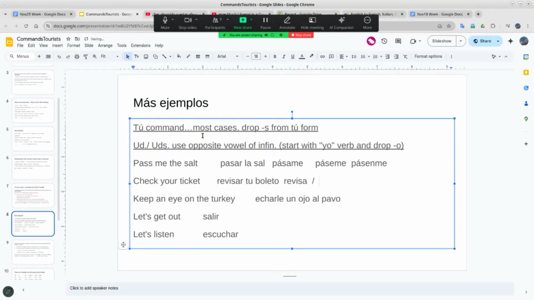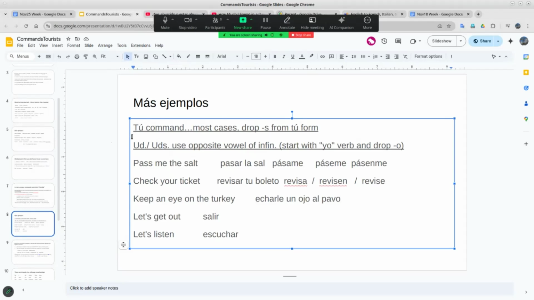But if you're looking at both of your kids, you got two kids with you, it's revisen. Or if they make an announcement at the boarding gate, they're talking to everybody in the crowd. Revisen sus boletos, por favor. Revisen sus boletos, right? If it's somebody talking just to you at the check-in area, they'll address you as usted. Revise su boleto. Okay, vale, bien.